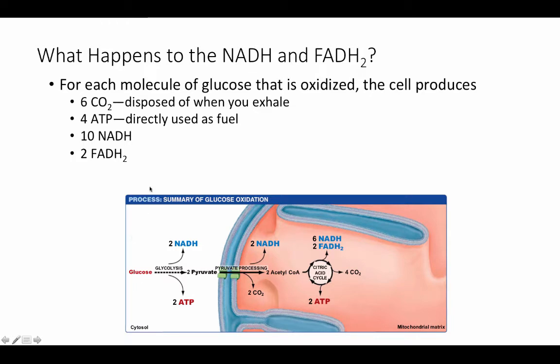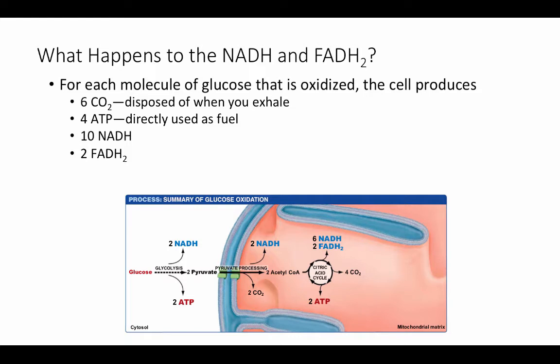So a total of 6 carbon dioxide, which is going to be disposed of when you exhale, it just diffuses right out of the cell. 4 ATP from substrate level phosphorylation during both glycolysis and during the citric acid cycle, and we're going to get a total of 10 NADH and 2 FADH2 from this process.